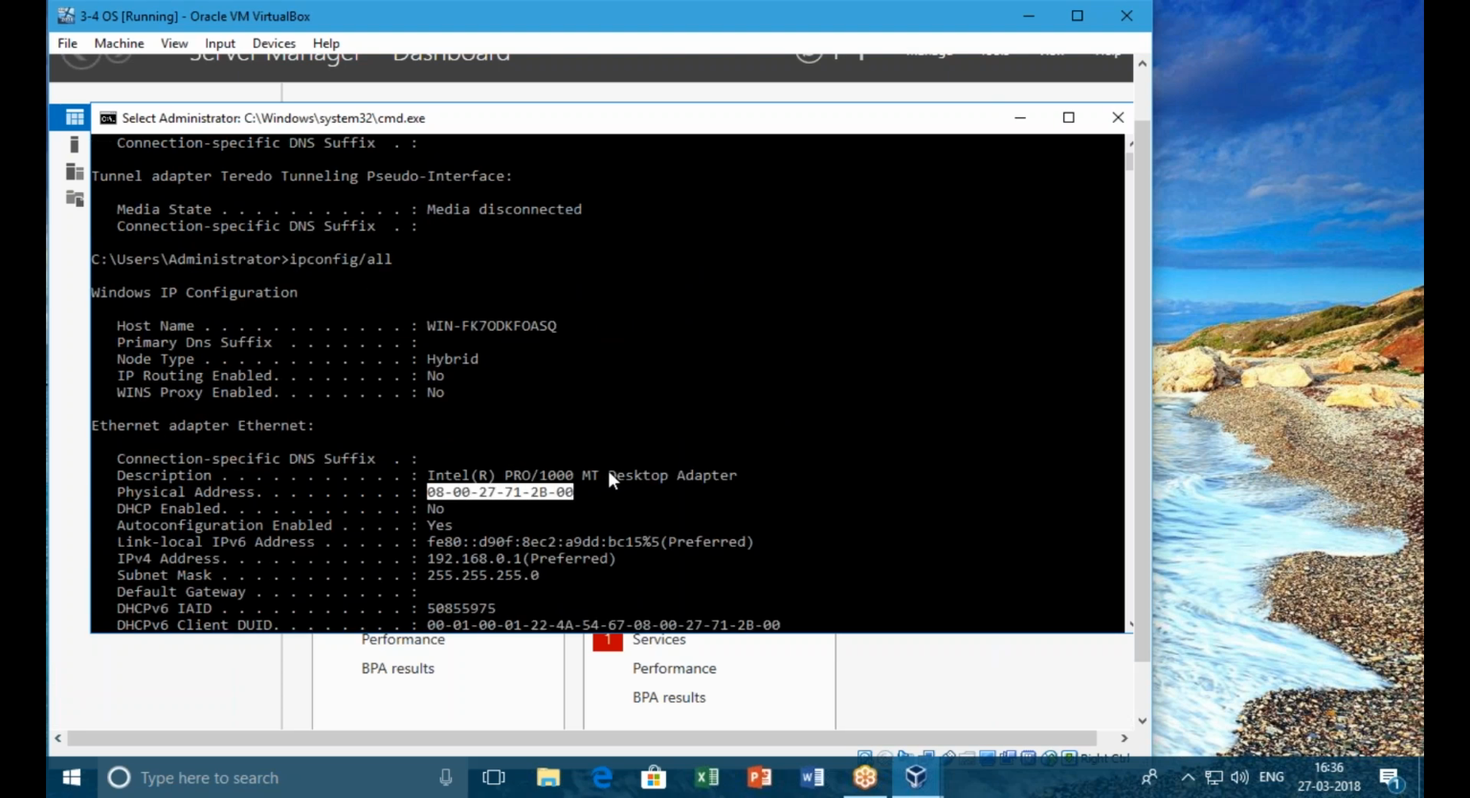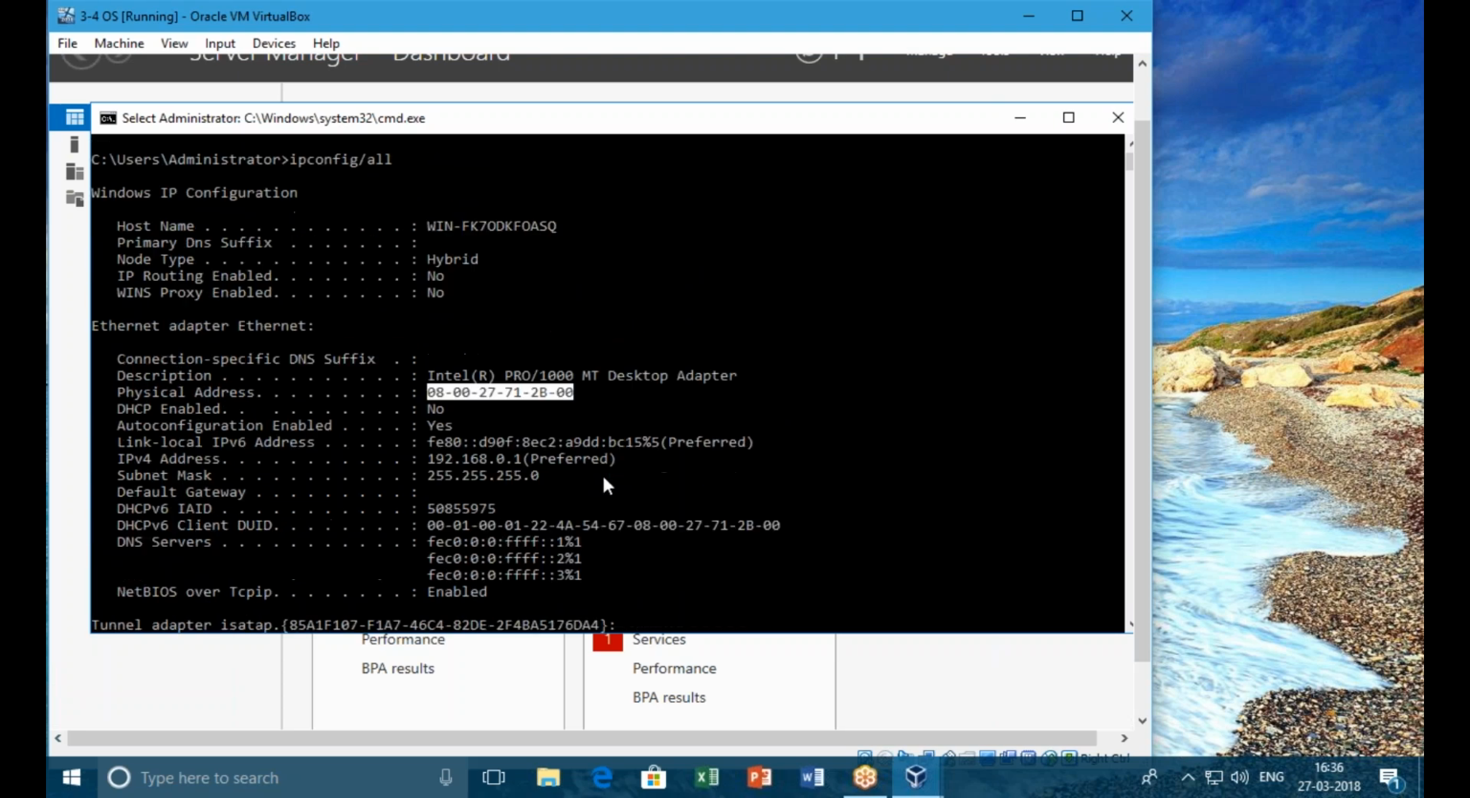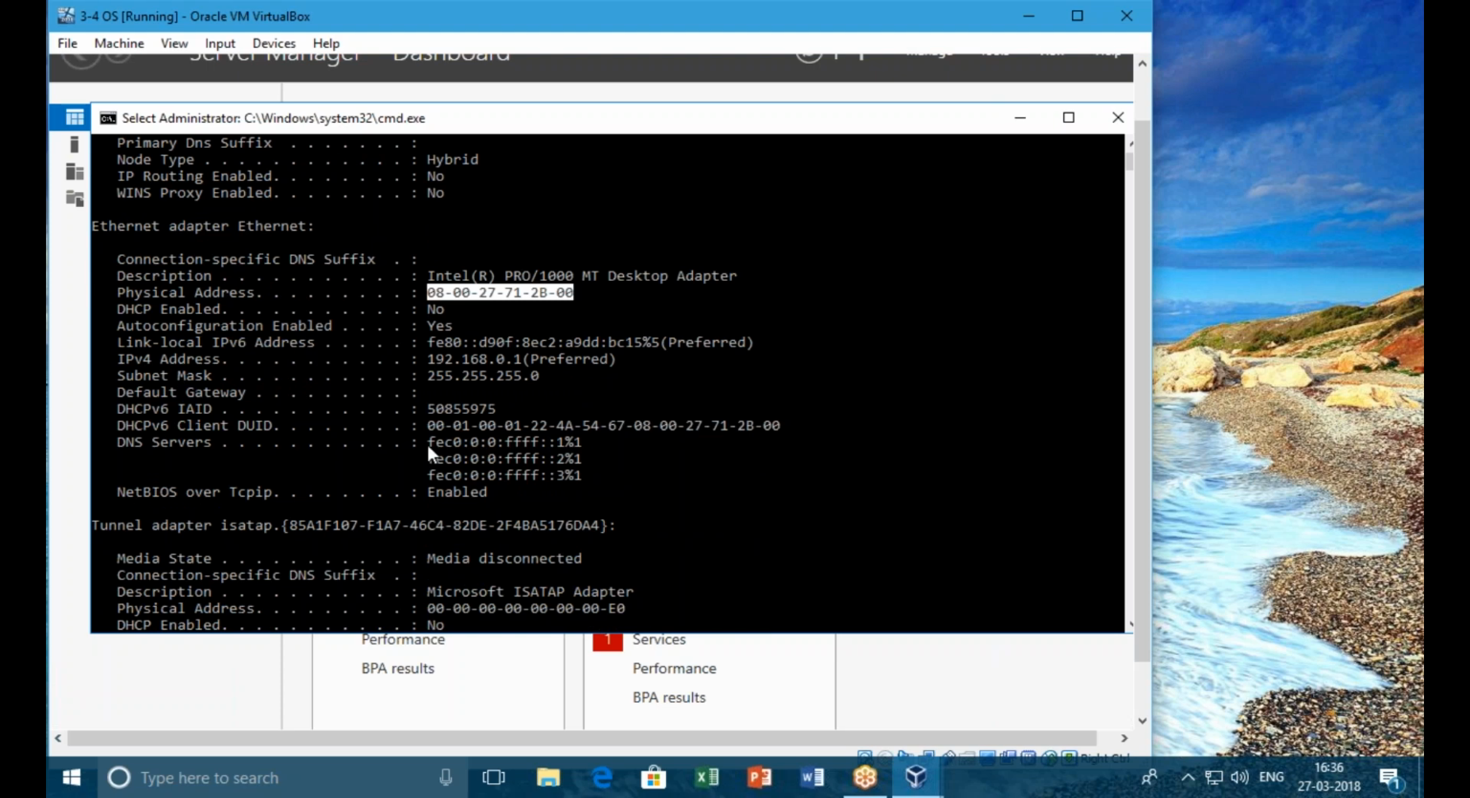And here we have the DNS addresses. This FEC0 is an IPv6 address, the default address assigned. If any IPv6 address starts with FE80, it means it is a link local IPv6 address.